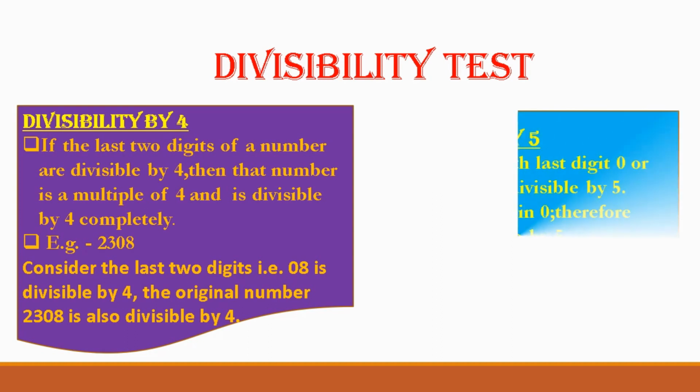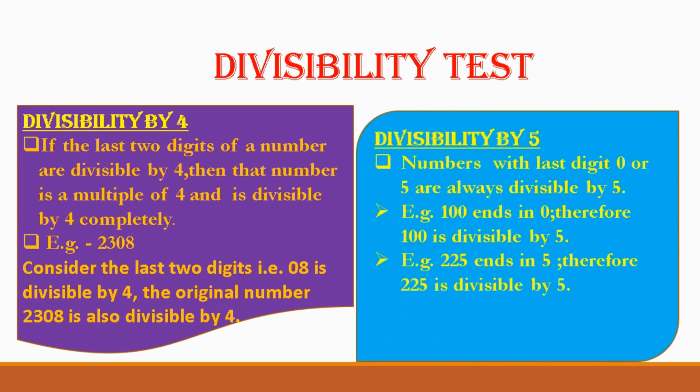Then let's move to the next test, divisibility by 5. Numbers with last digit 0 or 5 are always divisible by 5. For example, 100 ends in 0. Therefore, 100 is divisible by 5. Let us consider another example, 225 ends in 5. Therefore, 225 is also divisible by 5.